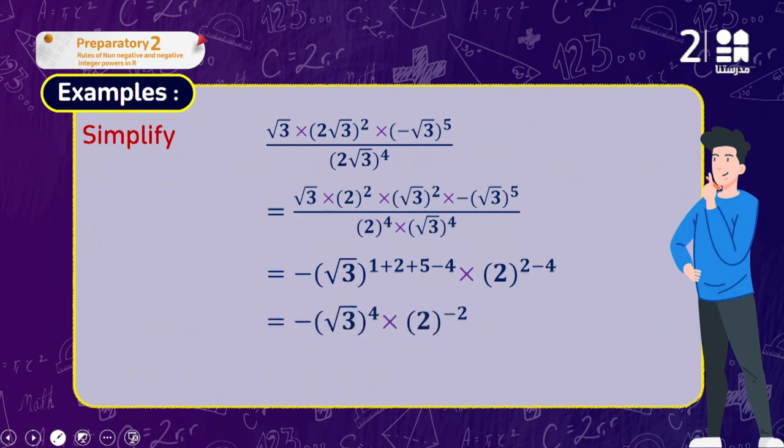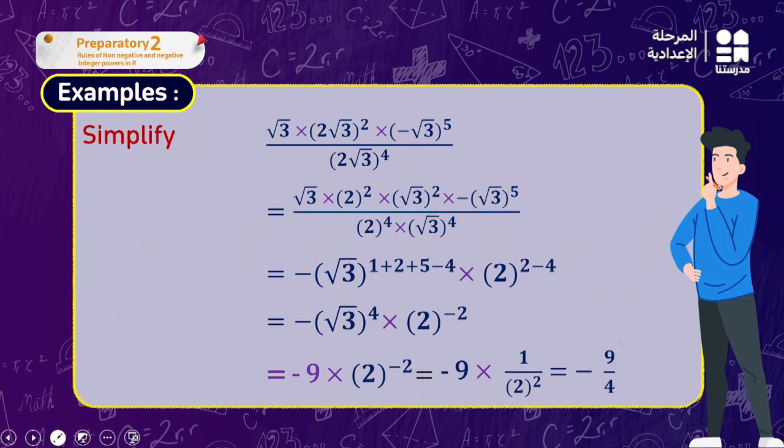So it's negative square root of 3 all to the power 4 multiply 2 power negative 2. عشان هنعمل adding للنمبرز دي و subtracting ال 2 minus 4، فهتبقى هنا negative 9 multiply 2 power negative 2. So the result will be negative 9 over 4. أو زي ما انت شايف هنا كانت 2 power negative 2، انا عملت ايه؟ Reciprocal. Yes, I changed its position.